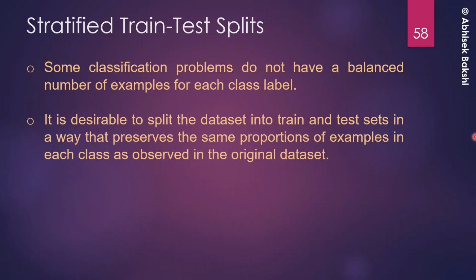That is why in those situations the stratified train test split is used. That's why it is written: it is desirable to split the data set into train and test sets in a way that preserves the same proportions of examples in each class as observed in the original data set. Just what I have said. So how to do this? I'm showing you in a simple way. Let's do one thing. Let's go back to the code and I'll show you how to do this.